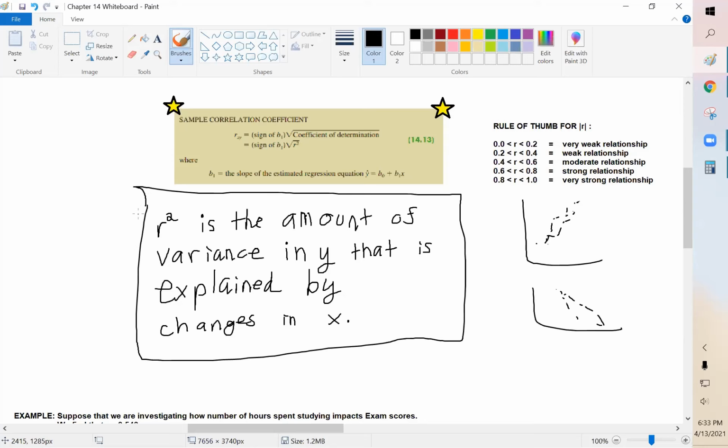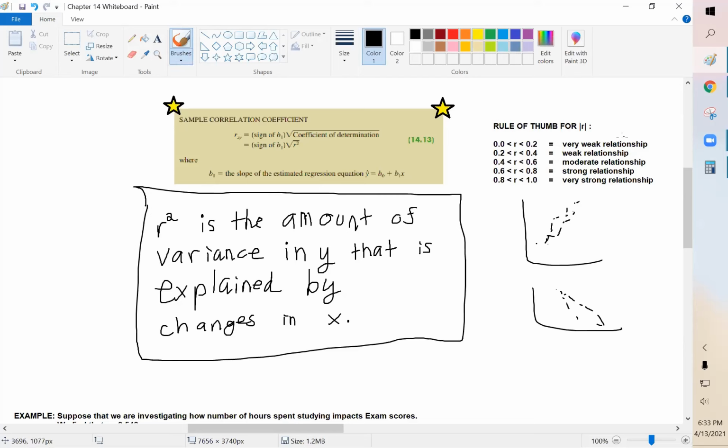So for example, if we had an R squared of 81%, that means 81% of our variance or changes in our Y is being explained solely by our changes in X. It doesn't mean it's caused by X, but it does mean it's explained by it. So even if X isn't causing it, just knowing what X is gets us a long way to know what's happening with Y.